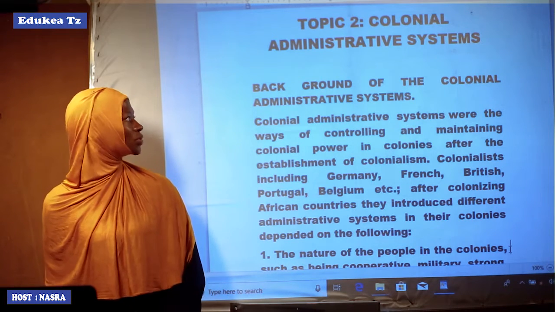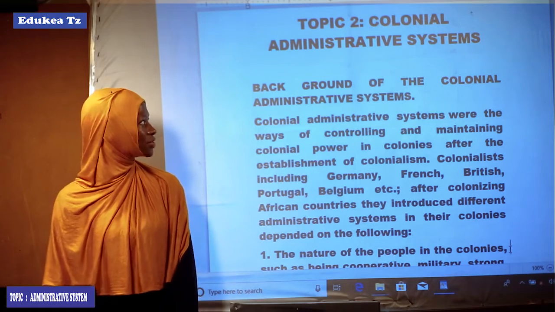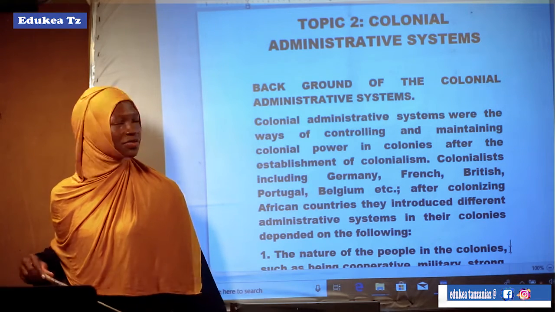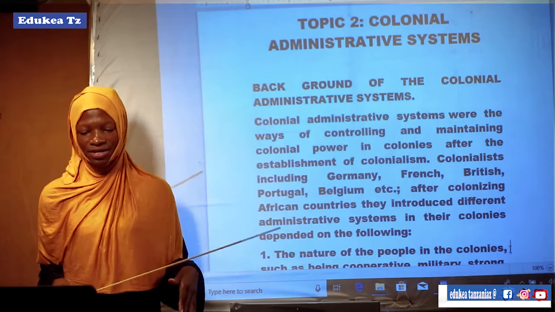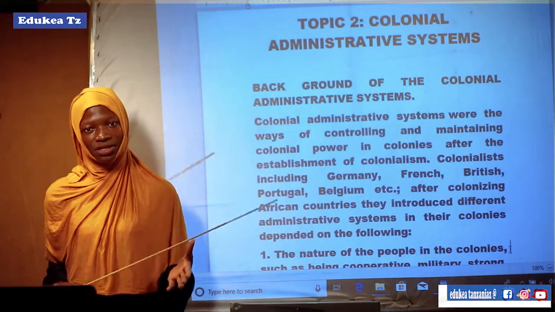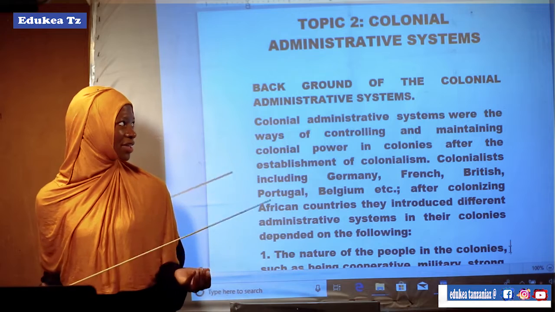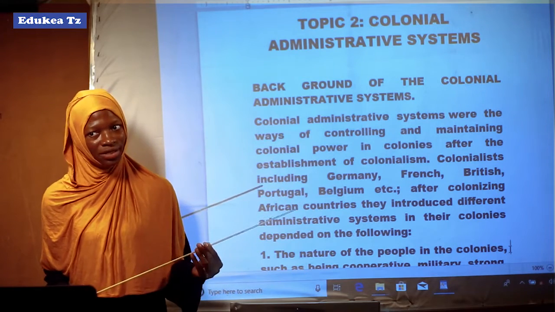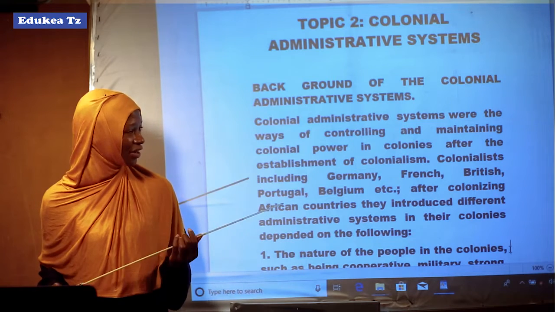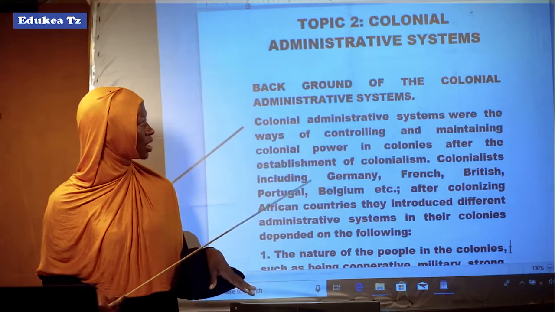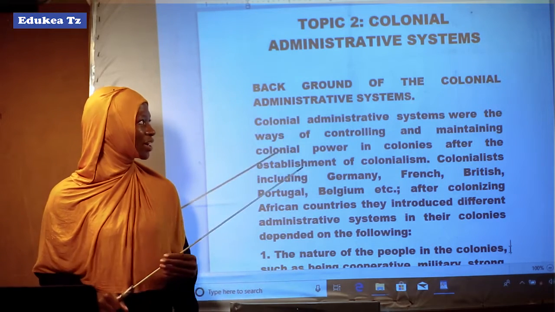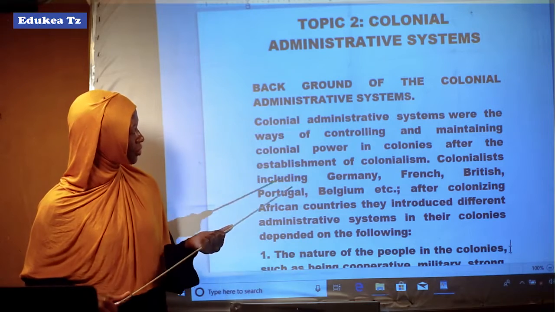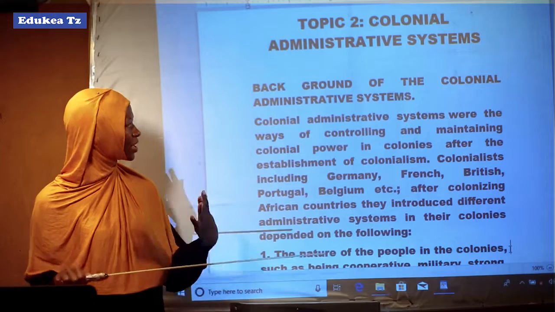I'll be with you in topic 2 in history subject, form theory, special form theory, which is titled Colonial Administrative System. Colonial Administrative System is the series of the events which occurred during the establishment of colonialism. As you can see, the first topic was establishment of colonialism. So in the process of establishing colonialism in Africa, colonialists first started to scramble for and partition the African continent. After they succeeded to scramble, they divided the African continent among themselves.